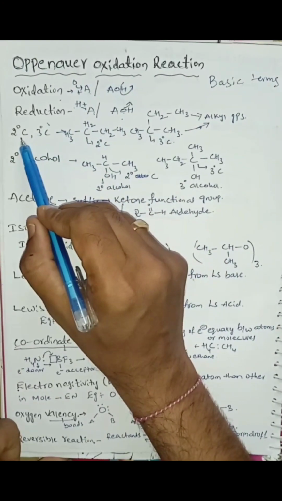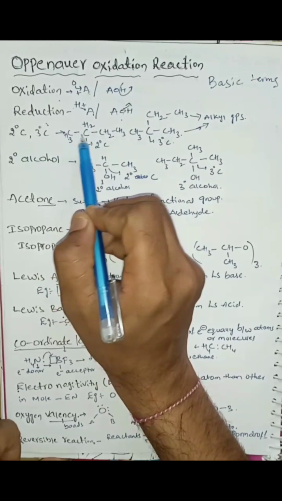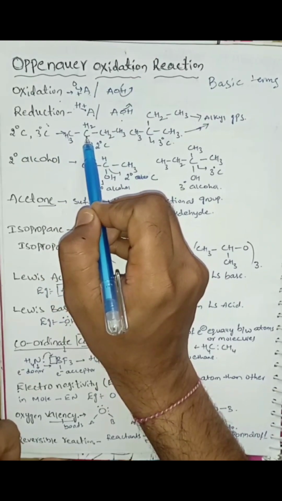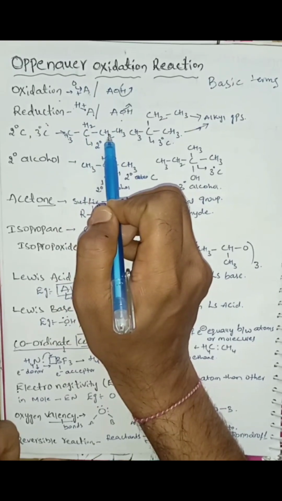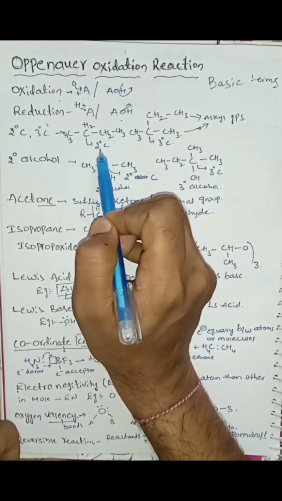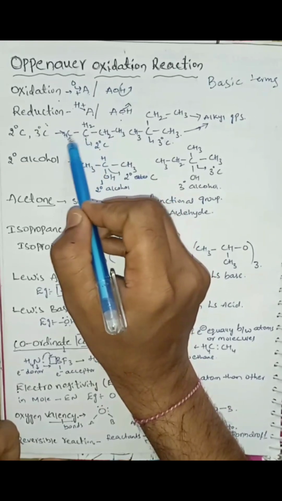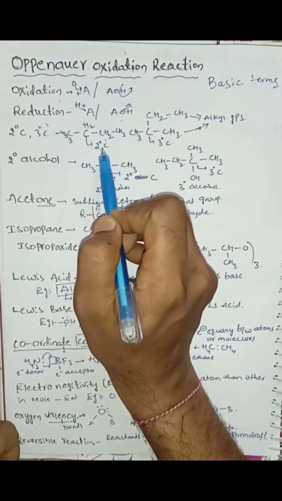So next, secondary carbon and tertiary carbon. Secondary carbon means a carbon which is attached adjacently to two carbons, or two immediate carbons. That carbon is known as secondary carbon. So here the carbon is attached to two different carbons, so that's why this carbon is secondary carbon.